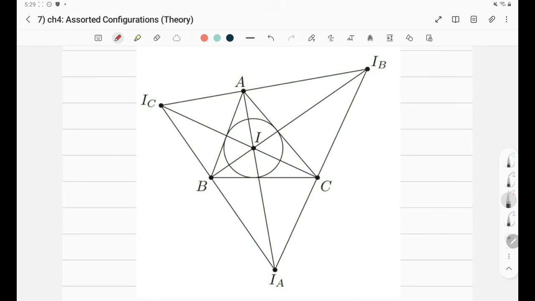So now, what we want to show is, first of all, we need to show that these are collinear, as you can see.